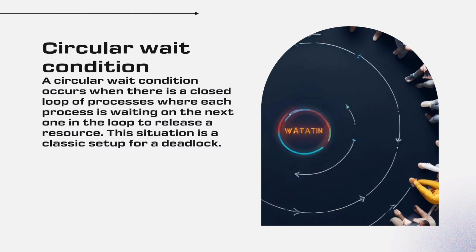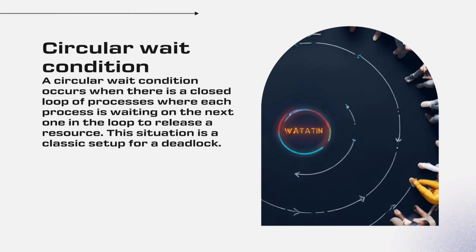The next, we see circular wait condition. A circular wait condition occurs when there is a closed loop of processes where each process is waiting for the next one in the loop to release resources. This situation is a classic setup for a deadlock.